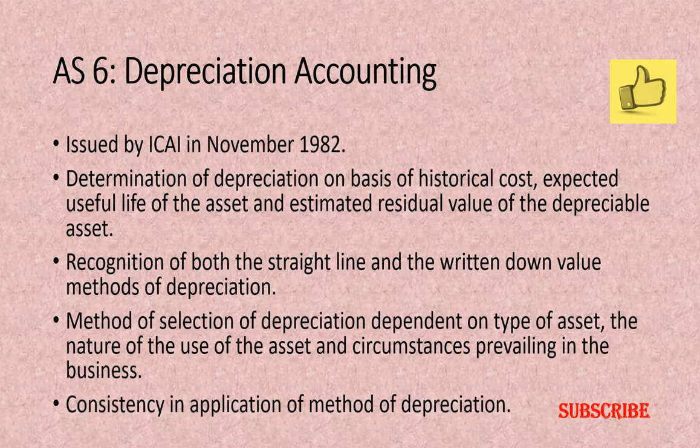When there is a change in the method of depreciation, the unamortized depreciable amount of the asset should be charged to the revenue account, that is the profit and loss account, over the remaining useful life of the asset by applying the new method. So there should be consistency in the method of depreciation on the fixed assets.